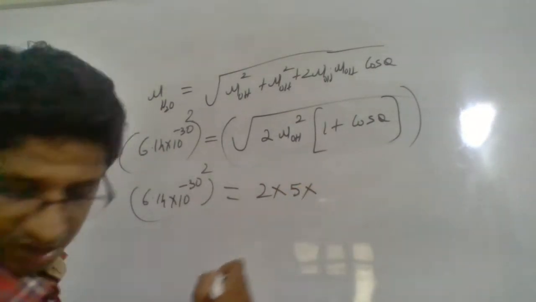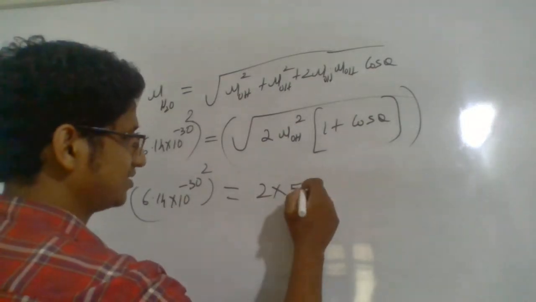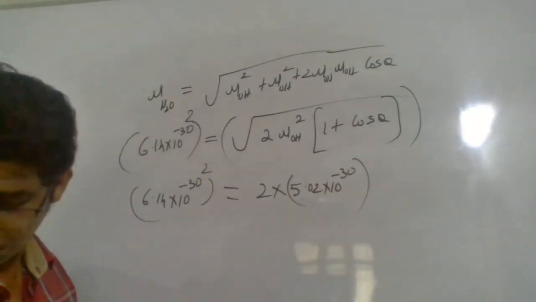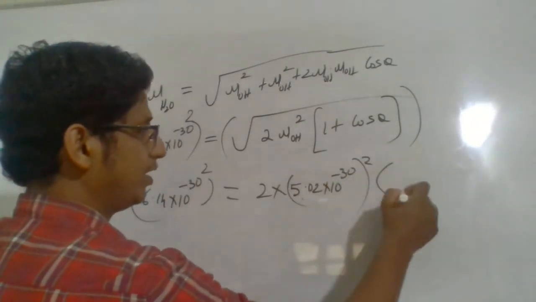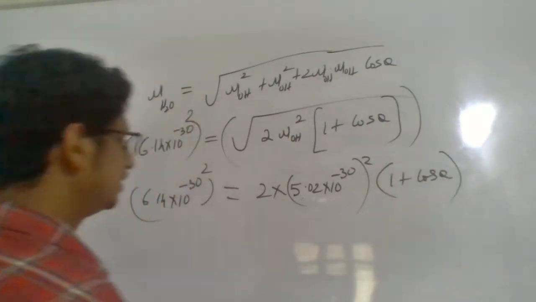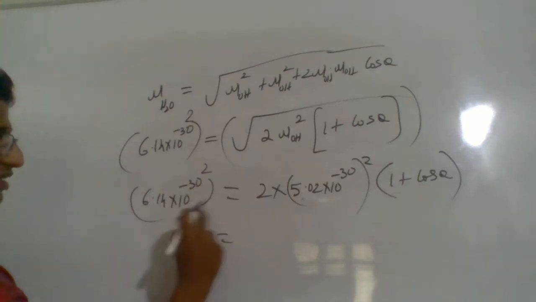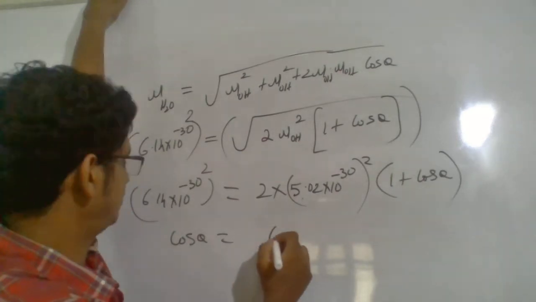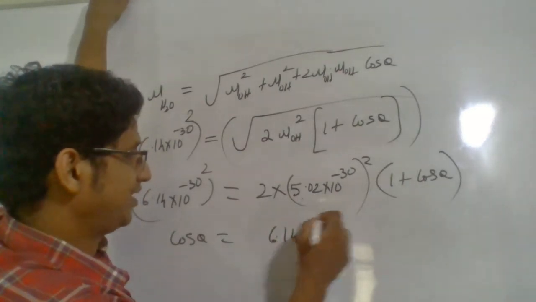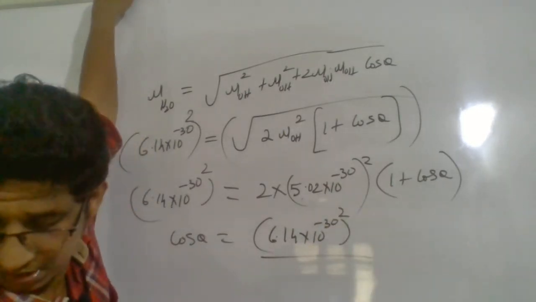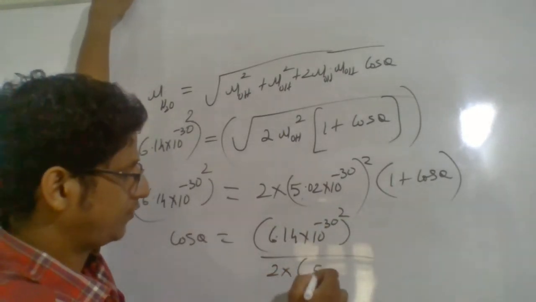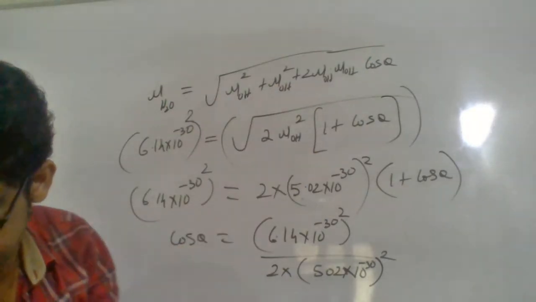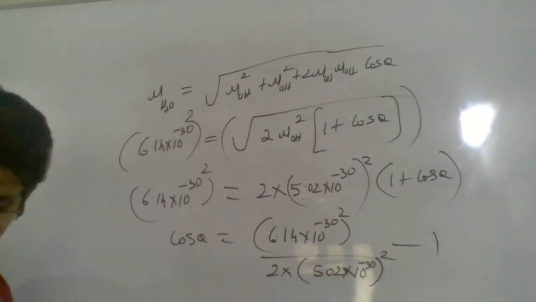and here mu OH is given as 5.02 into 10 raised to minus 30, squared, into 1 plus cos theta. So you can find cos theta: this divided by this, minus 1, which is equal to 6.14 into 10 raised to minus 30 whole squared, divided by 2 into 5.02 into 10 raised to minus 30 whole squared, minus 1. If you do this, you will get cos theta.